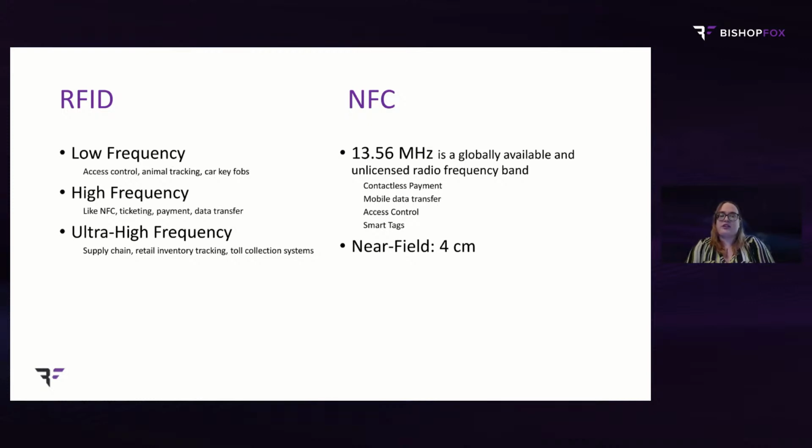So low frequency is going to be like your car key fobs, chips for your pets to identify them. High frequency is going to be things like payment and data transfer. So your cell phone, for example, when it does Google or Apple Pay, or maybe does data sharing between the two, like the tapping together contact sharing. And then ultra high frequency is going to be supply chain and retail inventory tracking mostly.